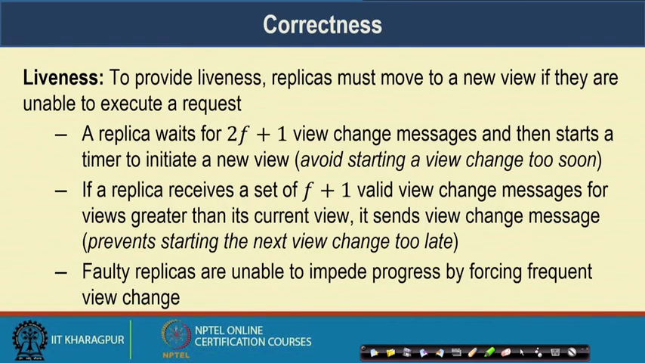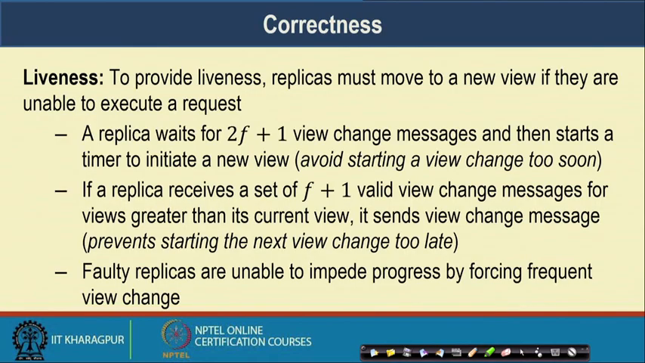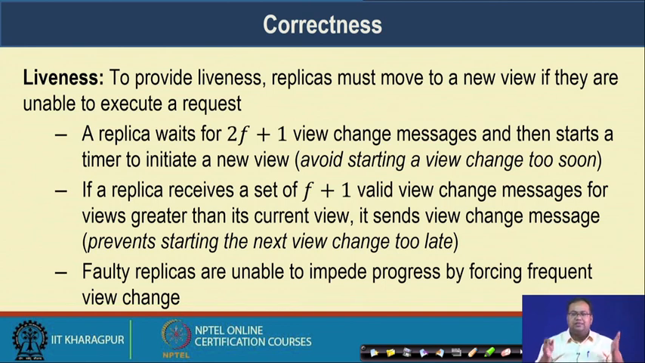And to ensure the liveness criteria, whenever there is a fault in the primary, the system moves from one view to another view. In that particular case, a replica waits for 2a plus 1 view change messages and then starts a timer to initiate a new view. It avoids starting a view change too soon. If you start a view change too soon, then a faulty replica may just initiate a view change very periodically, and it will hamper the liveness of the system. The system will not be able to progress if there are frequent view changes.